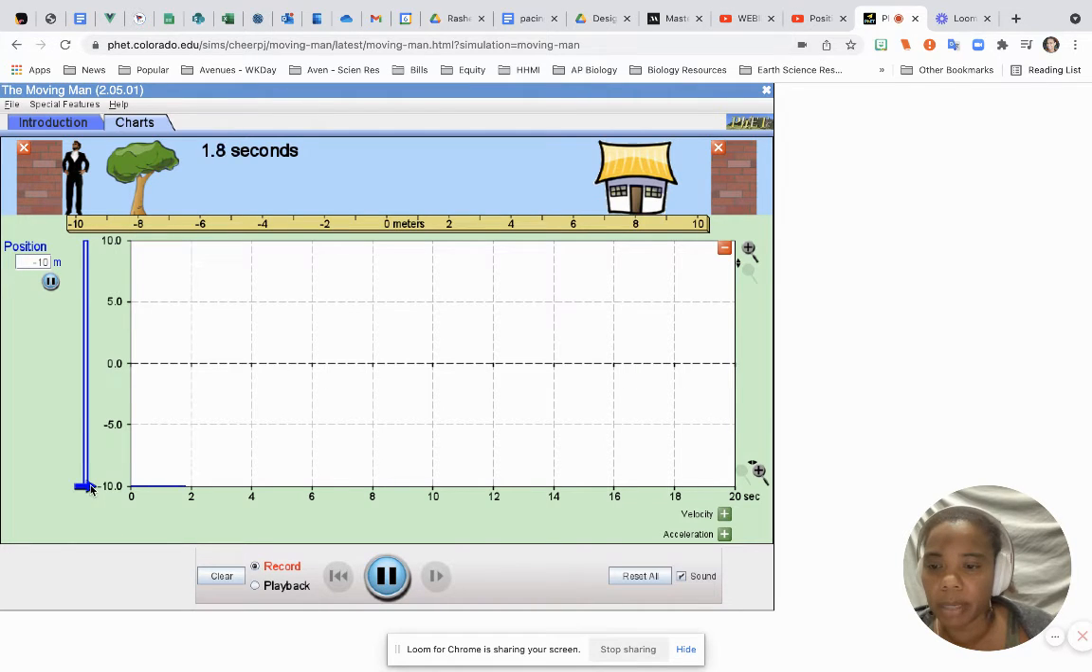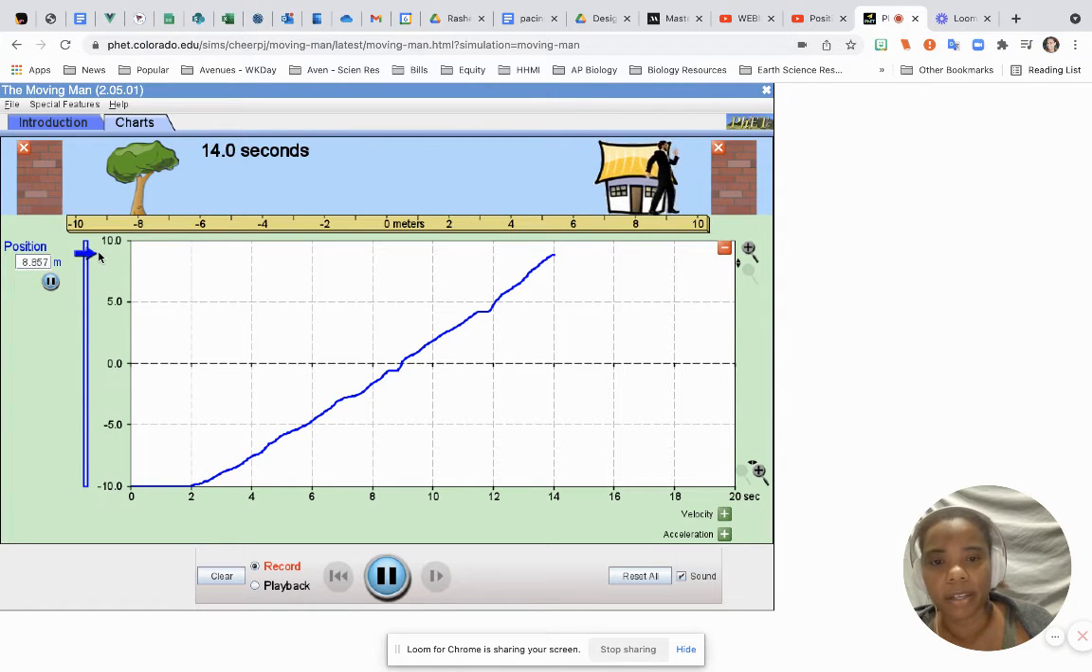And I'm going to try to keep him moving fairly steady. Does this look like a constant motion to you? I'm doing the best that I can here. It's kind of hard. Okay, we'll stop right there.